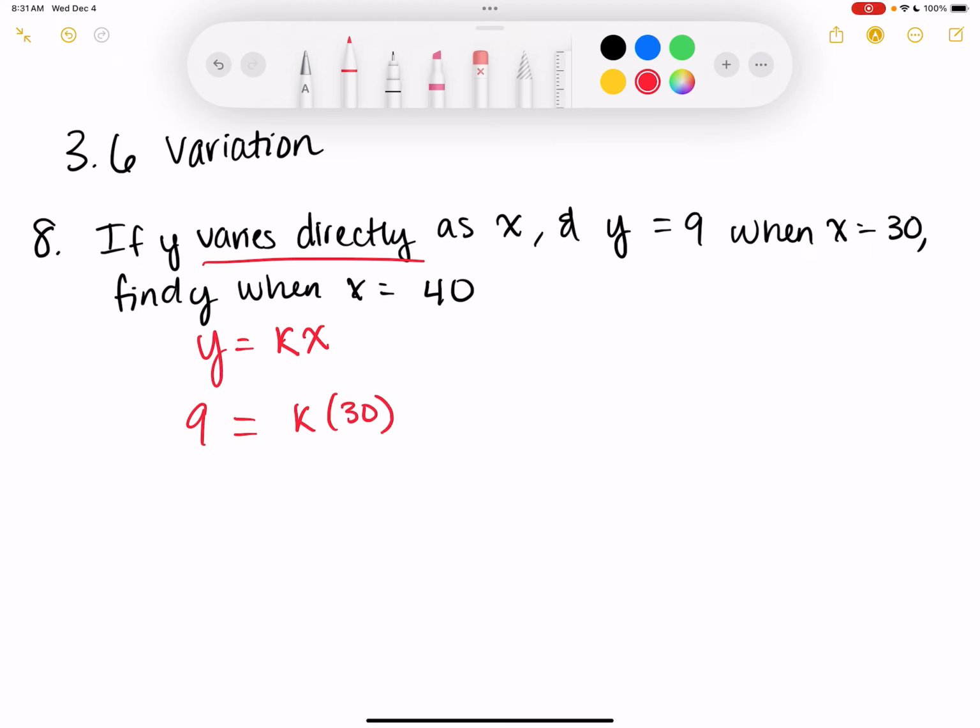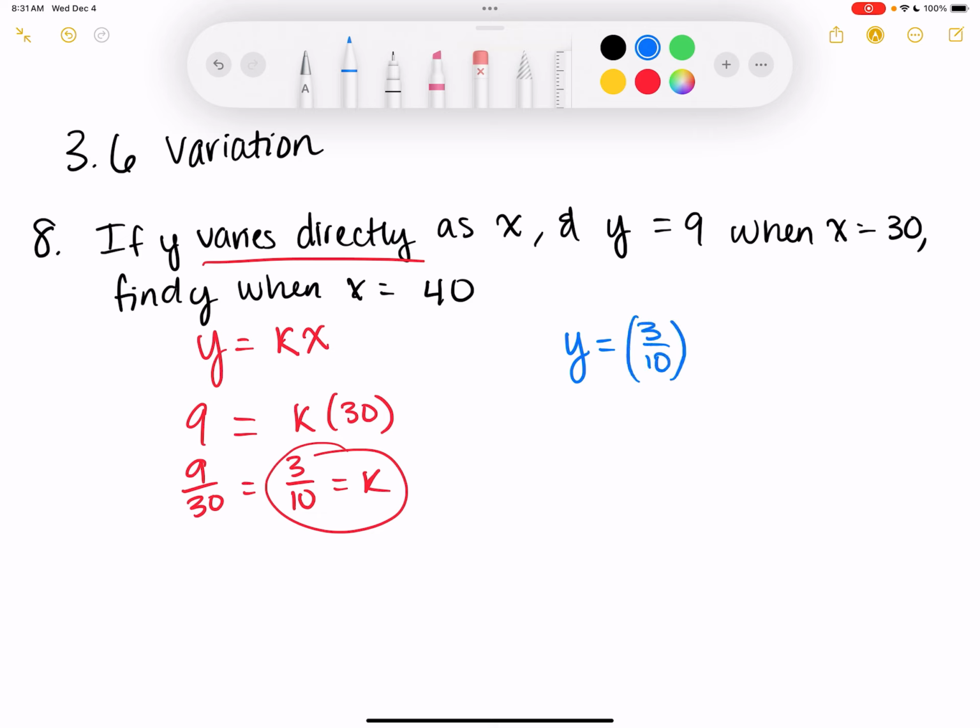So then we divide 9 by 30, so 9 over 30 will reduce to 3 over 10, which is k. So that's the initial k value, but I'm not done yet. I need to use that and 40 to find y, so I use y equals 3 over 10 times 40. 10 and 40 reduce to 4. 4 times 3 is 12, so y equals 12 when x equals 40. So that's the answer that they're looking for on that one.